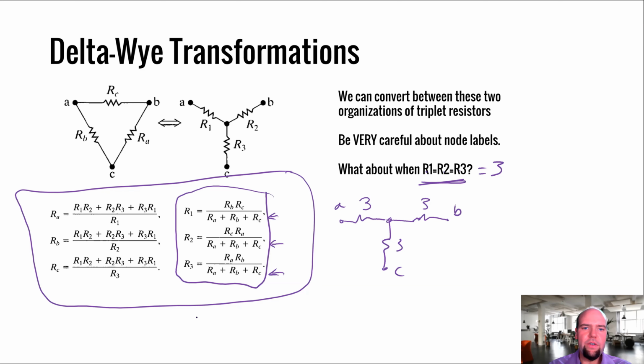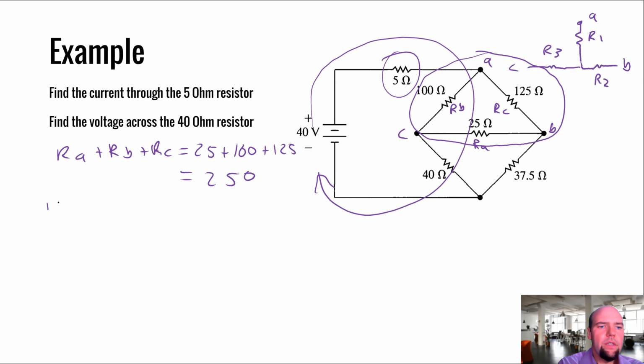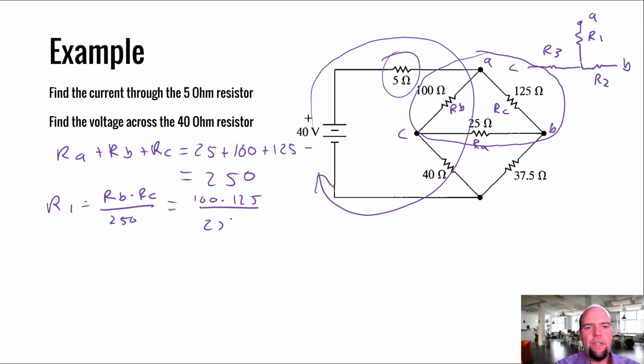Okay. Now let's go back to our equations. So R1 is going to be RB times RC divided by the sum of those, which was that 250. So RB is 100, RC is 125, and that's all divided by 250. Looking at this, it better be 50. I'm not guessing. So 50 ohms for R1.